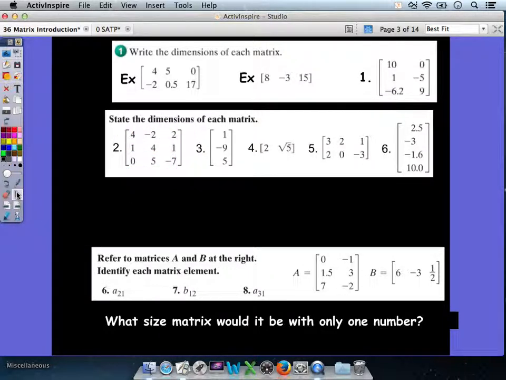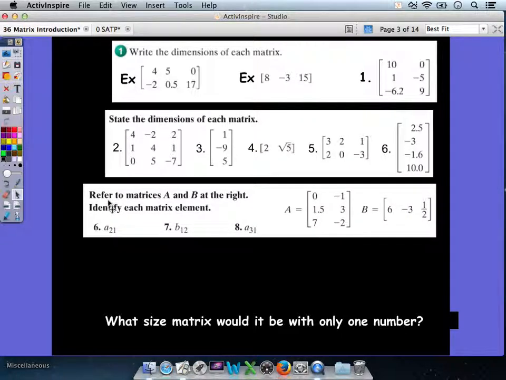In the last part of this flip chart, we're looking at the elements within the matrix. So when I read this and I refer to matrix A and B, I'm looking for that element. That's what each number or each variable in that particular matrix is called, the element. When I look at number 6, it says A sub 21. Again, we're remembering that this is row by column. So this is row 2, column 1. A tells you to go to matrix A. So I go to matrix A and I look at row 2, column 1, and the intersection of those two is the element 1.5.